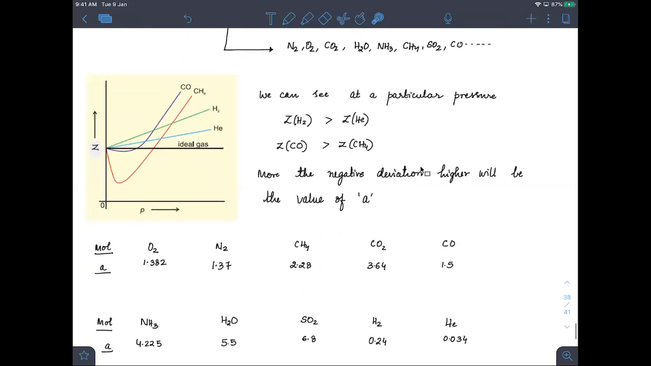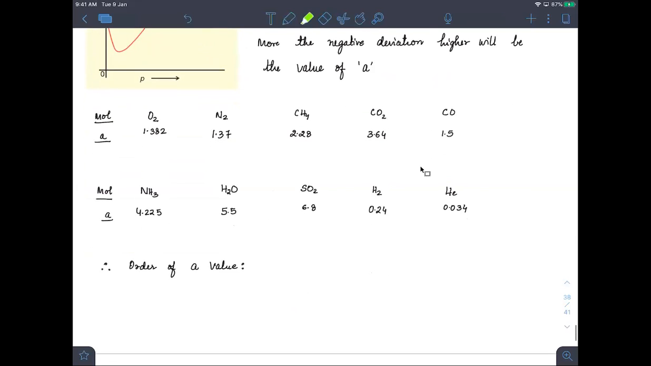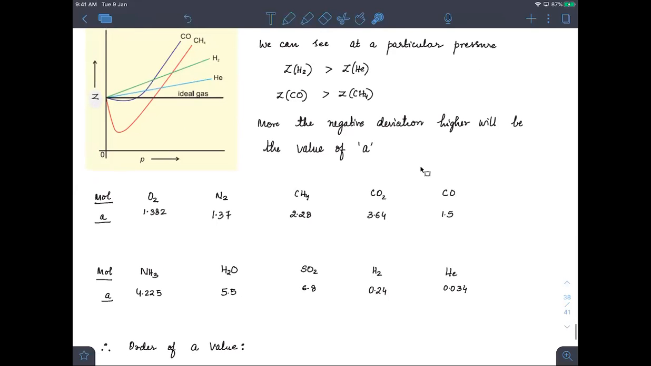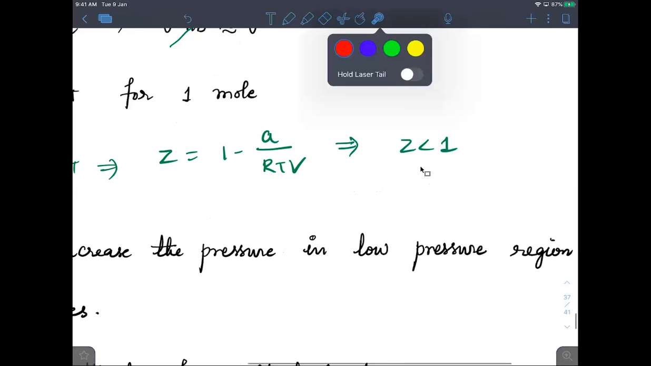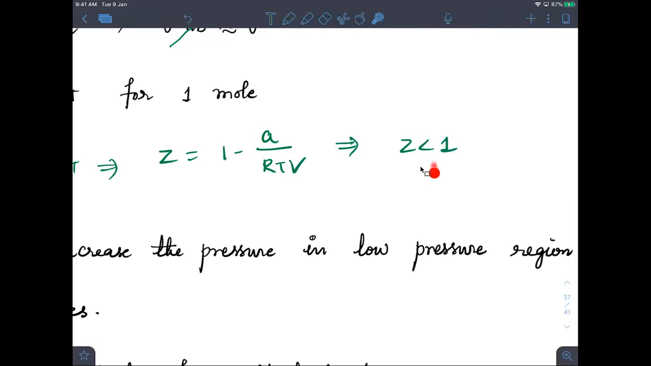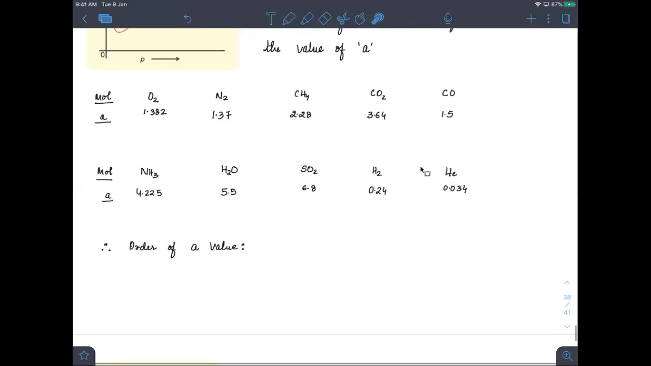Now, how do we know the values of A for different gases? Mainly in the JEE syllabus, these are the gases that would be mostly asked: N2, O2, CO2, H2, H2O, NH3, CH4, SO2, and carbon monoxide. You don't have to remember the exact values of A, but you can see that the more the value of A, Z is dipping more and more because it will become more and more negative. So the Z value will become quite less than 1. Higher the value of A means more interactions, more attractive forces.